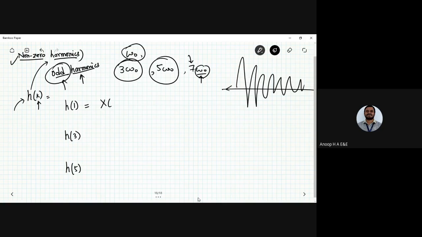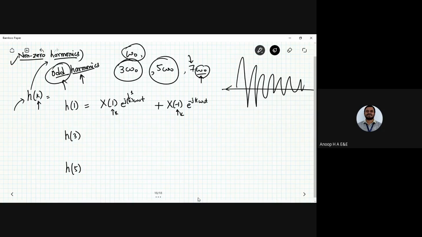You will be having two functions here. Observe carefully what I'm going to write: x of 1 e power j k omega naught t, where the k value is equal to 1, plus x of minus 1, e power minus j k omega naught t. Sorry, there is a negative sign here. So x of 1 e power j k omega naught t, and x of minus 1, e power minus j k omega naught t, where k is the value of k here.